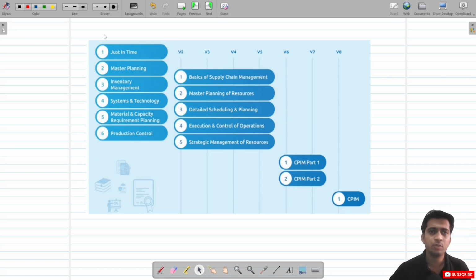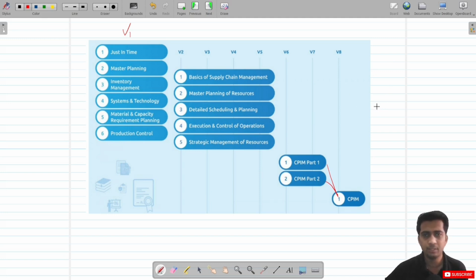If you see CPIM historically, it was originally in 6 parts, and this was version 1. In version 2 it got combined into 5 parts. Then in versions 6 and 7 it was combined into part 1 and part 2, and in version 8, which is this one, part 1 and part 2 are combined into only one exam. They do this basically for one reason.